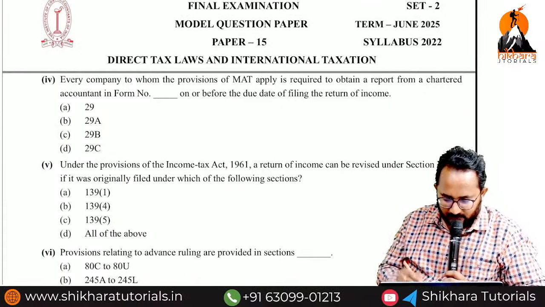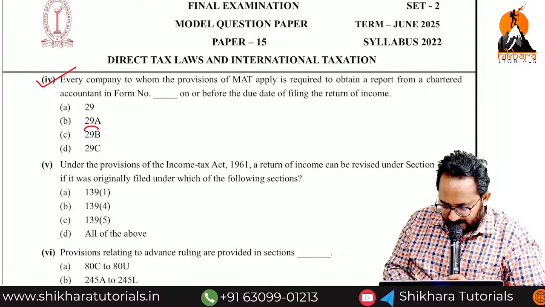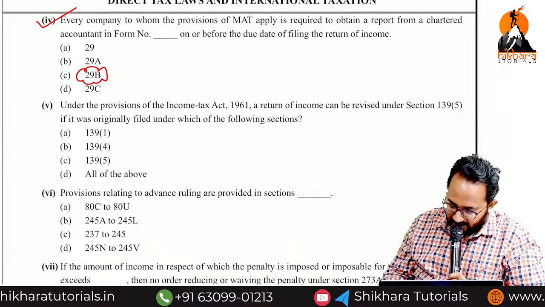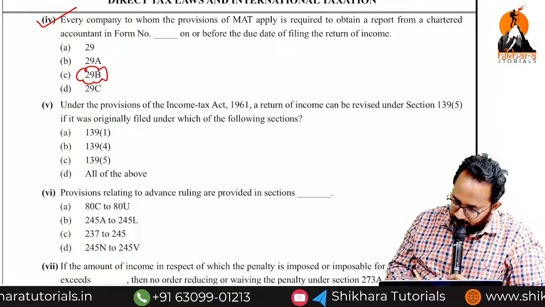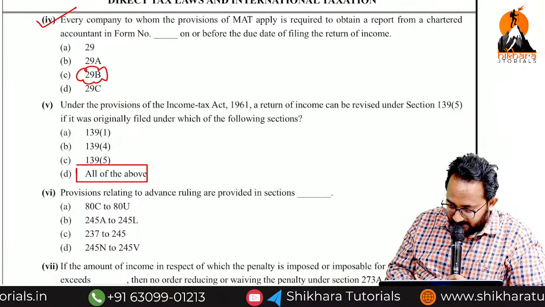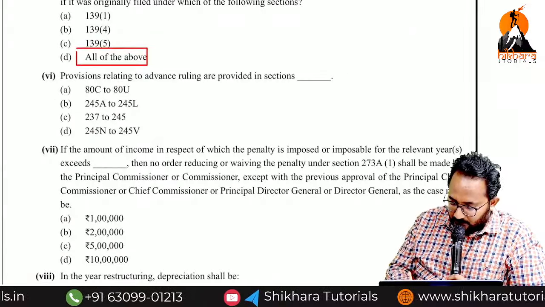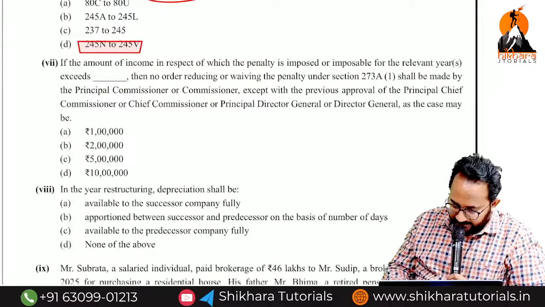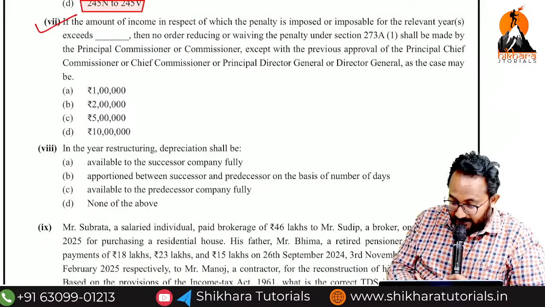Next, which form number? It is also a repeated one, 29B. If MAT is applicable, the CA report we have to submit in 29B. Can you tell me which of the following returns we can revise? Every return we can revise. It is also a repeated one. Advance ruling provisions, 245N to 245B. Next, this is also a repeated one.